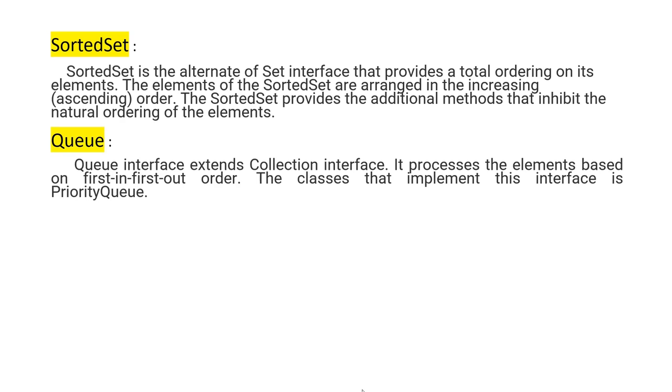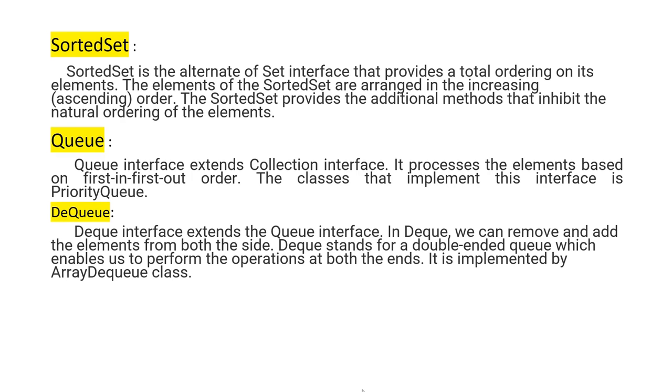Okay, next is the queue interface. Queue interface also extends the collection interface, and it follows the strategy of first in first out order. The class that implements the queue interface is priority queue. Next is the dequeue interface. Dequeue is also a sub interface of the queue interface. It extends the queue interface. By dequeue we mean double-ended queue, in which operations can be performed at both ends of a queue, and it is implemented by the array dequeue class. So all of these are the interfaces that are available in the collections framework.